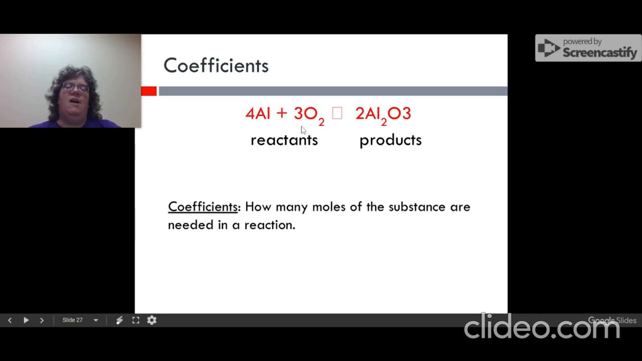It tells us how many moles of each reactant we need and how many moles of product we'll get out of it. So just like with the pizza, although this recipe says I need 4 moles of aluminum and 3 moles of oxygen in order to make 2 moles of aluminum oxide. So those numbers work just like they did in the pizza recipe.